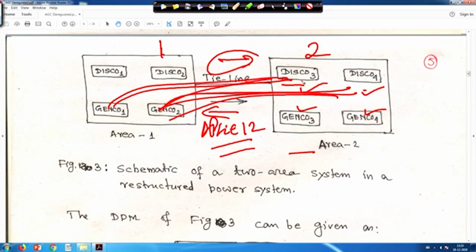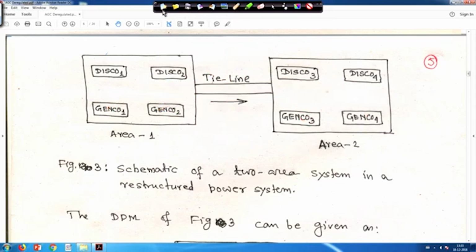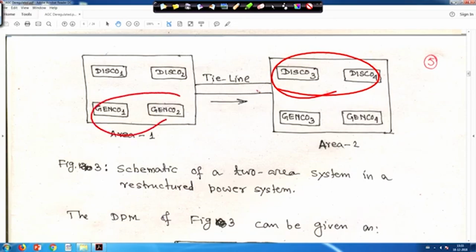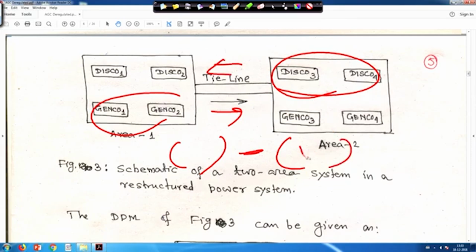So, that means first you have to consider that DISCO 3 and DISCO 4, your distribution companies 3 and 4, have contact with GENCO 1 and GENCO 2, that you take first. So, that will be the first thing, minus whatever DISCO, because this power is flowing in this direction, right. But our objective is in this direction, while DISCO 1 and DISCO 2's power is flowing in the other direction. So, the resultant will be this power minus the power demanded by this one, right.